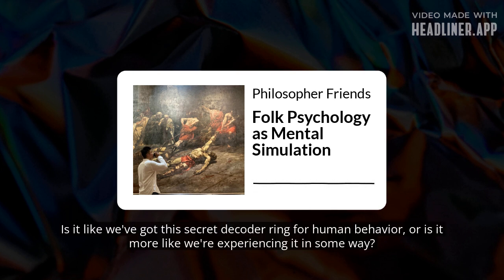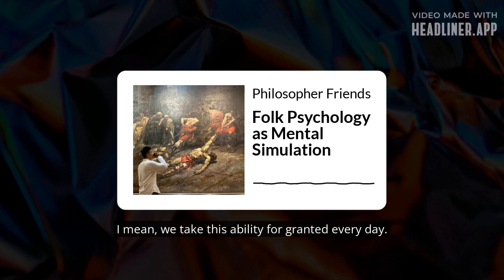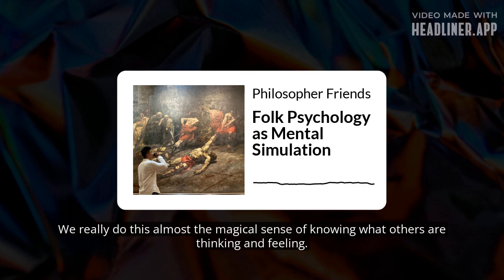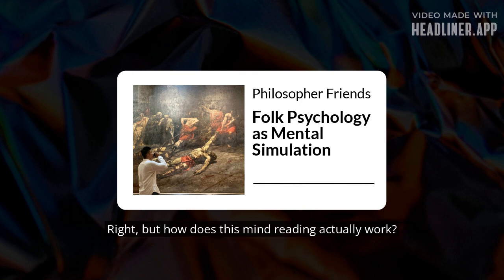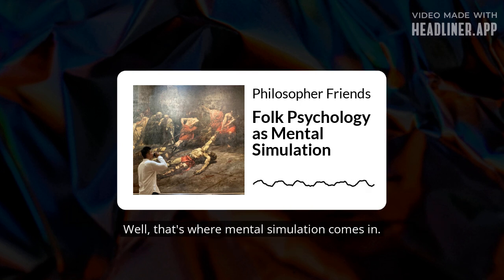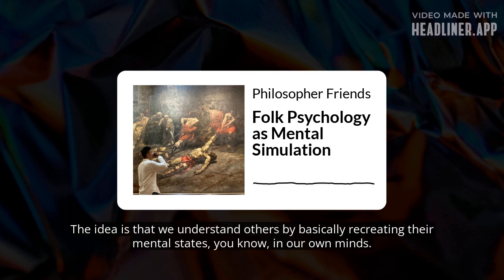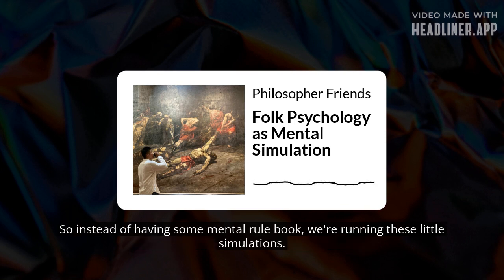Exactly. Is it like we've got this secret decoder ring for human behavior, or is it more like we're experiencing it in some way? I mean, we take this ability for granted every day. We really do. This almost magical sense of knowing what others are thinking and feeling. Right, but how does this mind reading actually work? Well, that's where mental simulation comes in. The idea is that we understand others by basically recreating their mental states in our own minds. So instead of having some mental rule book, we're running these little simulations.